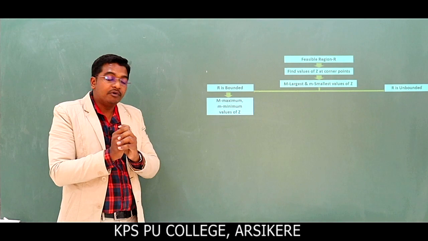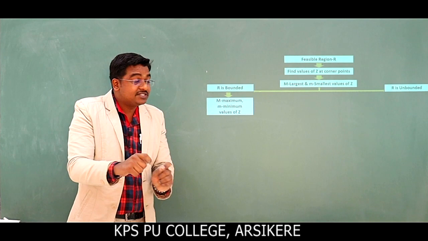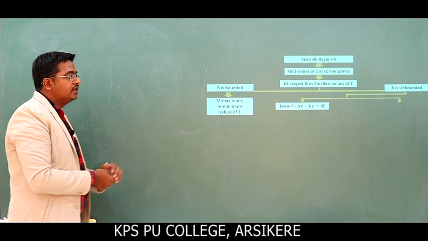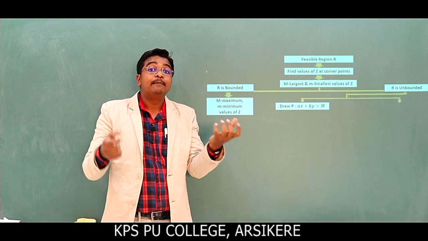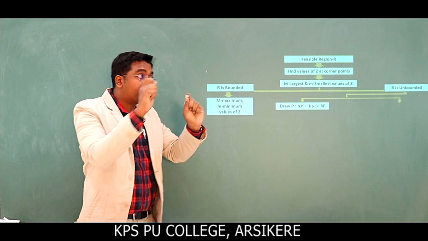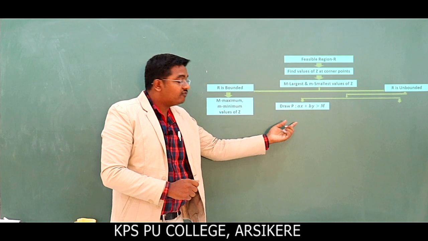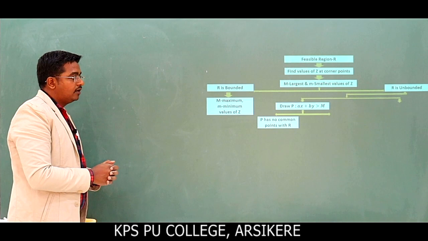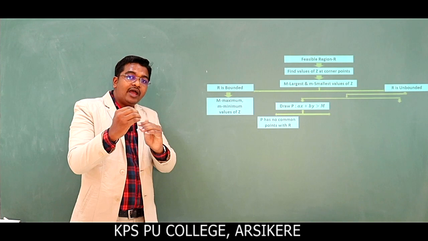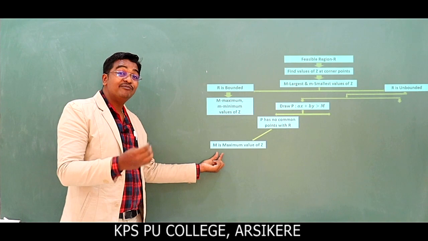Clear? The foremost important step is here, when it is unbounded. Suppose I take capital M as the maximum value. So the largest value should be considered the maximum value provided we have the condition. First draw the half plane P, ax plus by greater than M. After drawing the plane, if the open half plane has no common point with the feasible region R, then M becomes the maximum value. Clear? M becomes the maximum value.